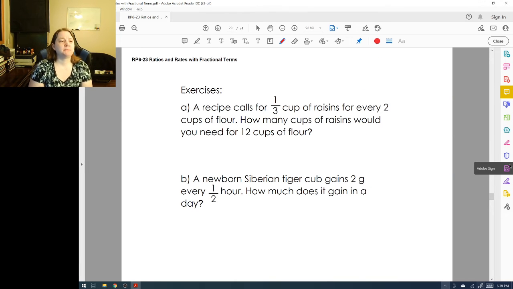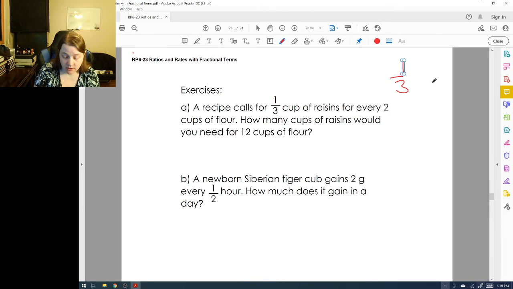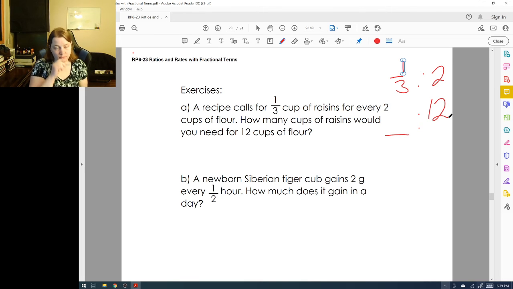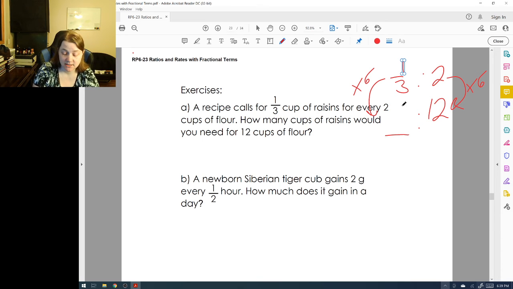Let's take a look at a recipe that calls for 1/3 cup of raisins for every 2 cups of flour. So we are currently looking at 1/3 raisins for 2 cups of flour. How many cups of raisins would we need if we had 12 cups of flour? Well, how do I go from 2 to 12? I multiply by 6. So I'm going to multiply 1/3 times 6. 1/3 times 6 is 6/3, or 2 cups.